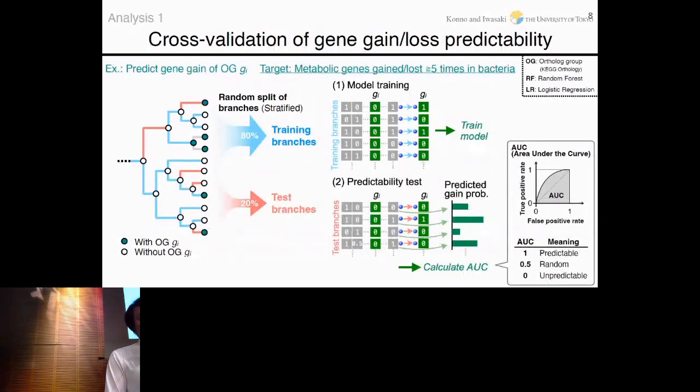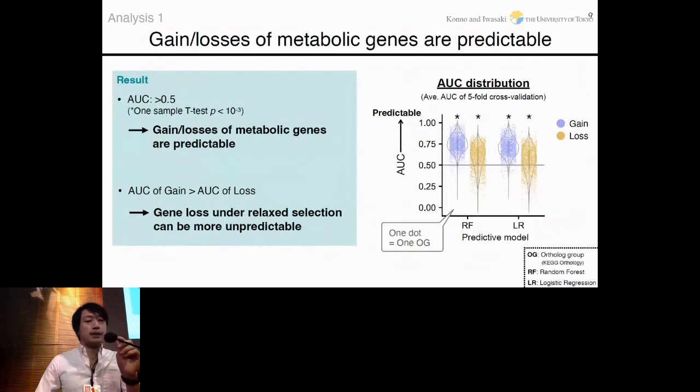And then we did cross-validation by splitting all the branches into test branches and also training branches. And then we trained machine learning by using the training dataset and then tested its accuracy. And we quantified it by area under curve, or AUC. If AUC goes over 0.5, the prediction is non-random, or the prediction of gene gain and losses were predicted significantly. And we found that for the gene gains, AUC significantly goes over 0.5. That means gene gains were significantly predictable by using machine learning. Gene losses were also significantly predictable, but AUC was lower than that for gene gains.